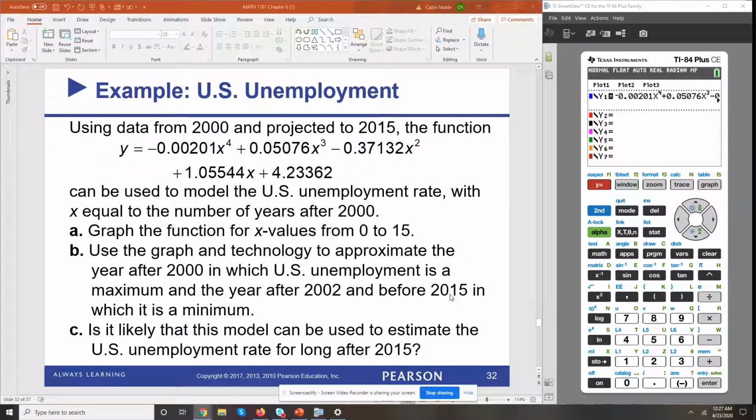Students, I'm going to show you how to work a word problem using your calculator to answer some of the questions. So let's look at this one here.